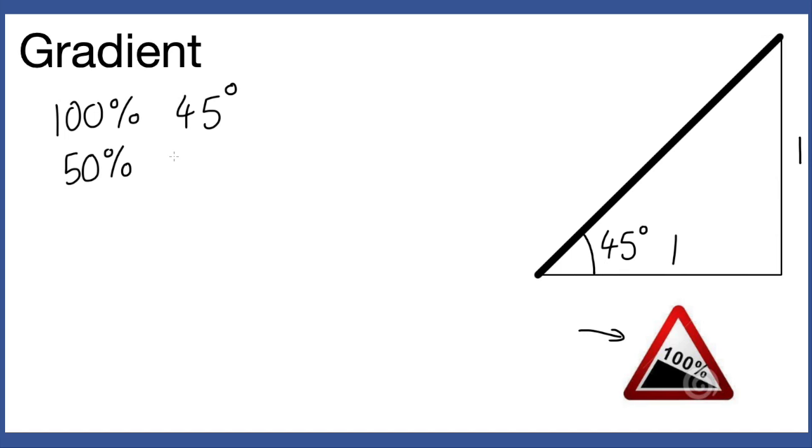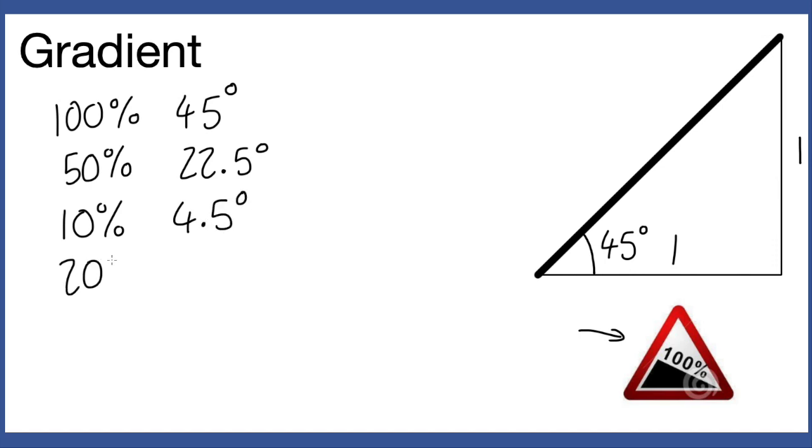Now we can work backwards with this. So 50% gradient would be 22.5 degrees. A 10% gradient equates to 4.5 degrees. A 20% gradient would be 9 degrees. So all percentages are a percentage of 45 degrees, not 90 degrees. So the most common ones you'll see will be something around about 10% or 20%, maybe even up to 30%.